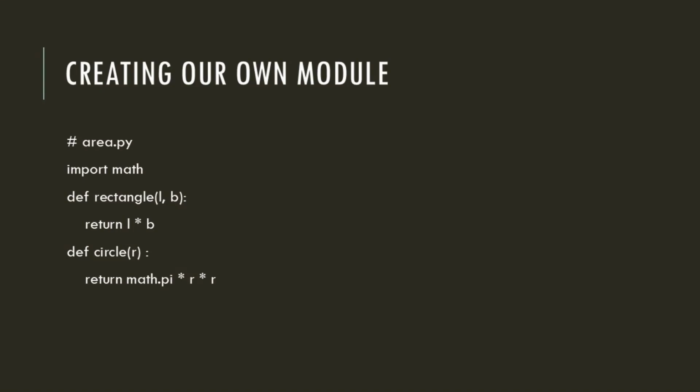First, rectangle, which calculates area of a rectangle given its length and breadth. Second, circle, which calculates area of a circle given its radius. area.py: import math, def rectangle(L, B): return L * B. def circle(R): return math.pi * R * R.